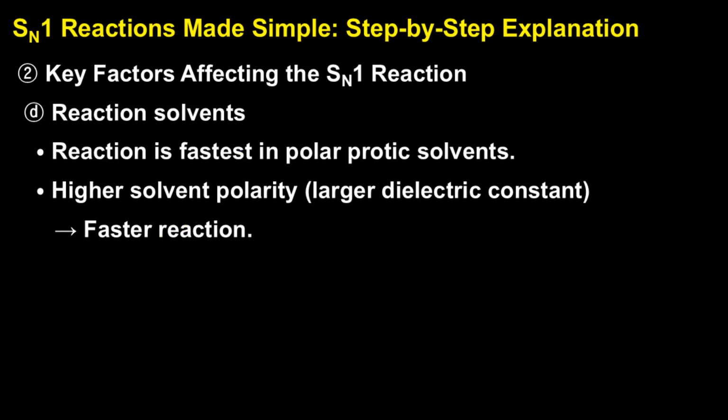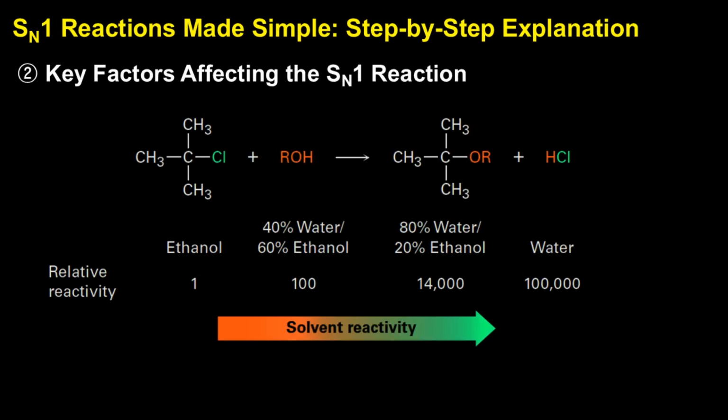Now let's talk solvents. Solvent choice can make or break an SN1 reaction. Why? Because SN1 forms a carbocation, and that carbocation needs to be stabilized. Polar protic solvents, like water or alcohols, are perfect for this. They can form hydrogen bonds, which help stabilize both the carbocation and the leaving group. The more polar the solvent is, the better it supports the reaction, and we can measure that using the dielectric constant. Higher dielectric constant, faster SN1 reaction.